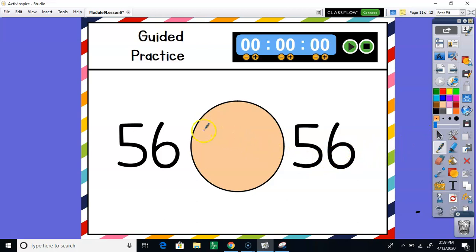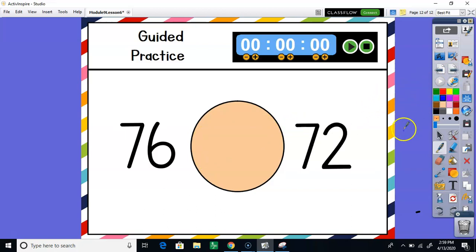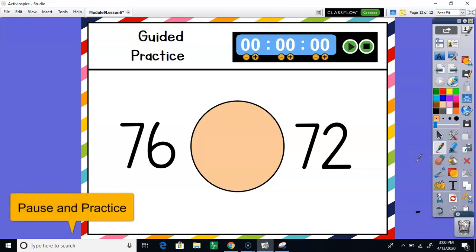Okay, I hope you paused and practiced. This one, they're the same. 56 is equal to 56. All right, here's our last one. Take it this one slow, because I tried to trick you with the last one. Pause here and practice.